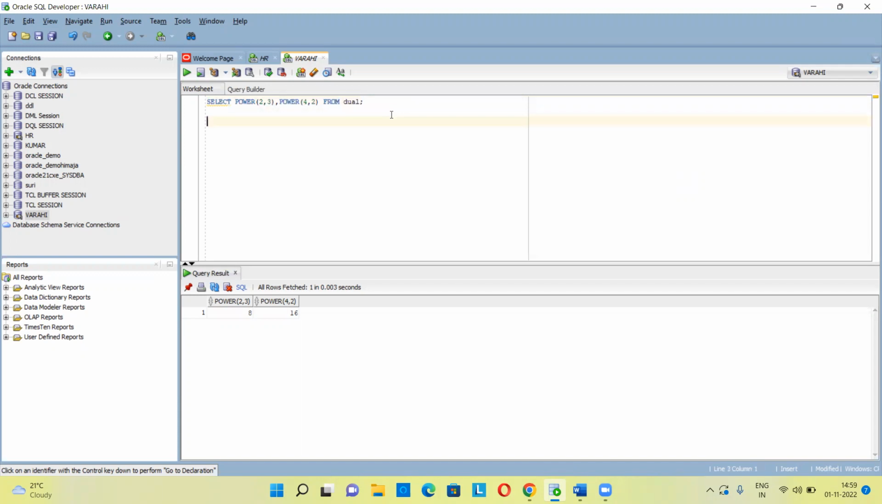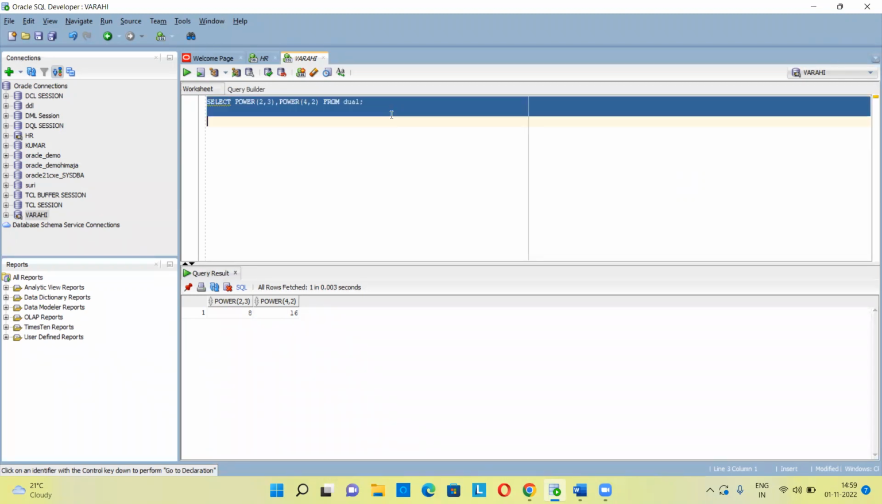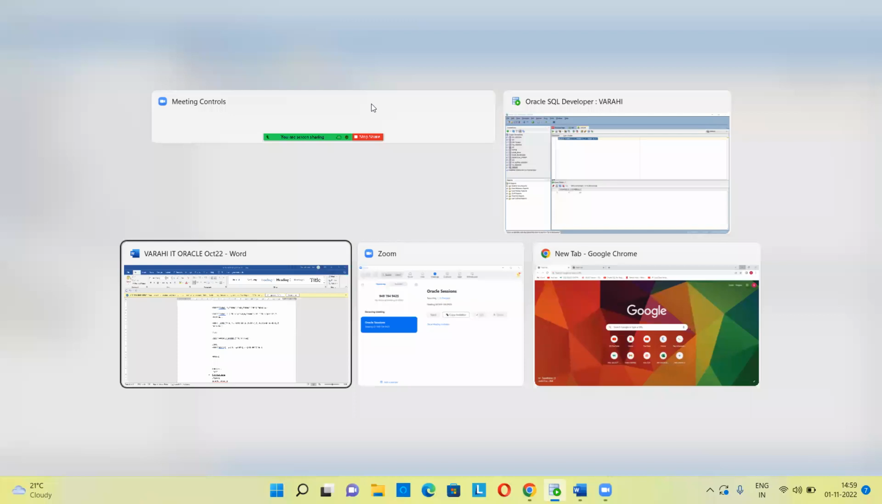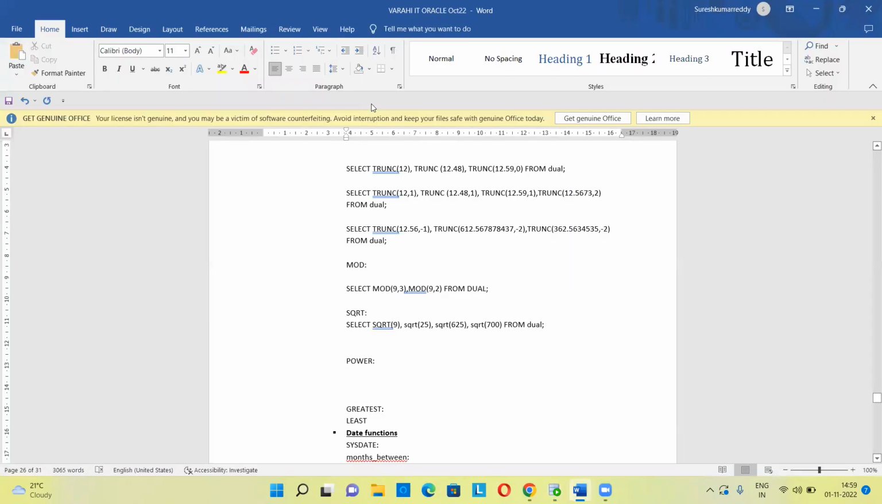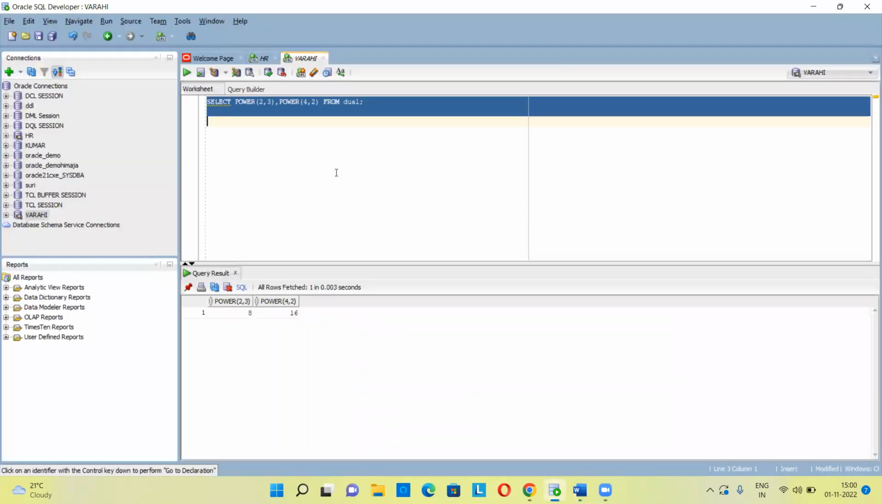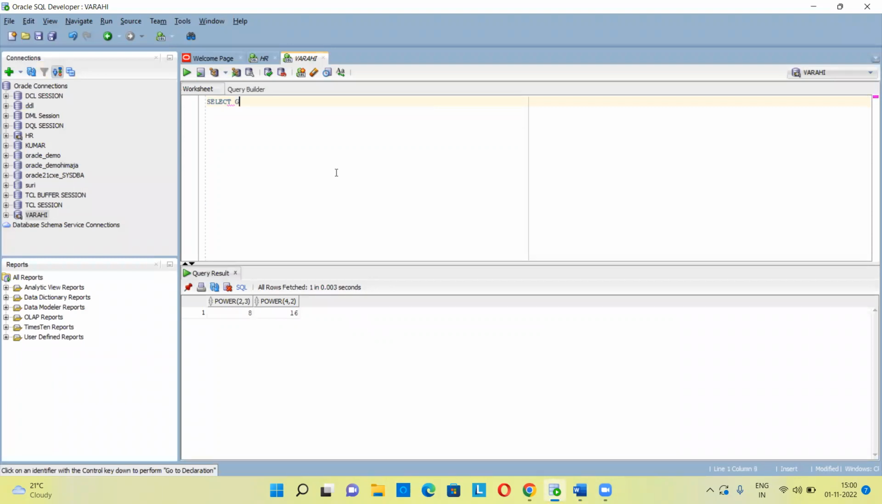Okay, so that is our power. Okay, now the last two functions. One is greatest, another one is least. So very simple. Actually, there is nothing to discuss. Okay, but a very simple thing. Let's say now select greatest of.